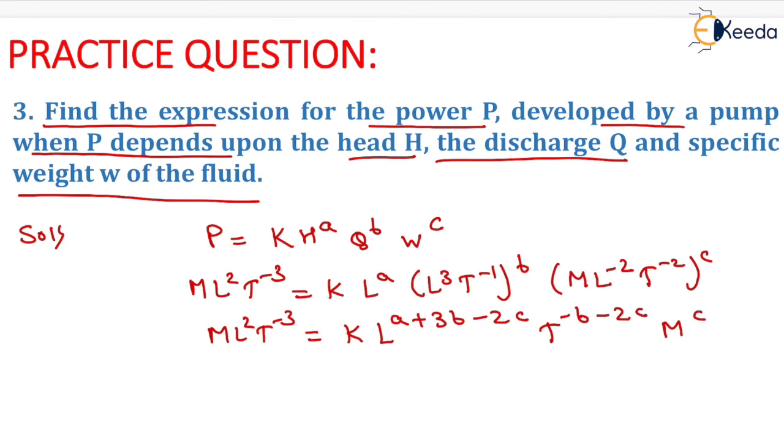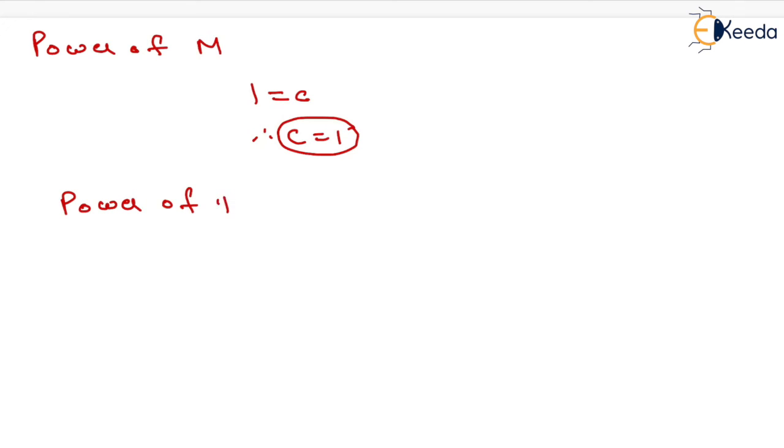Now equating the powers of M, L and T on both sides, we have power of M: 1 equals C. So the value of C will be equal to 1, which is shown here. Similarly, we will equate the power of T: minus 3 equals minus B minus 2C. On putting the value of C here, the value of B comes out as 1.